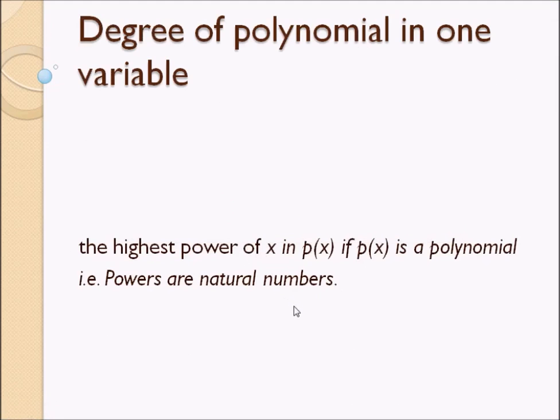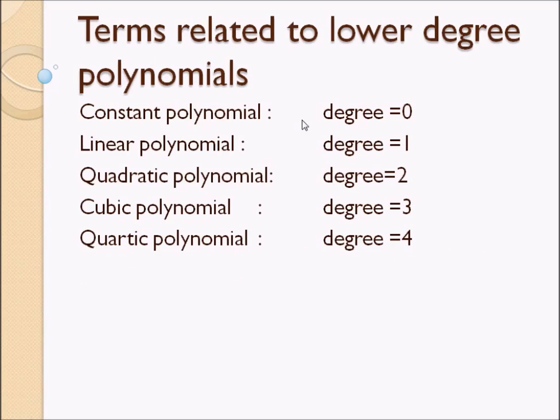Now let us know some terms related to lower degree polynomials. If the degree of a polynomial is 0, then the polynomial is known as a constant polynomial, whereas with degree 1, the polynomial is a linear polynomial. With degree 2, it is a quadratic polynomial. With degree 3, it is a cubic polynomial, whereas a polynomial of degree 4 is known as a quartic polynomial.